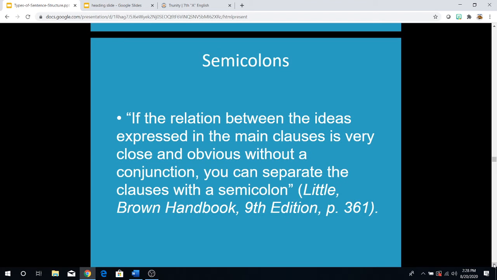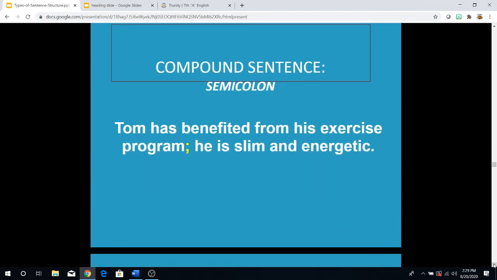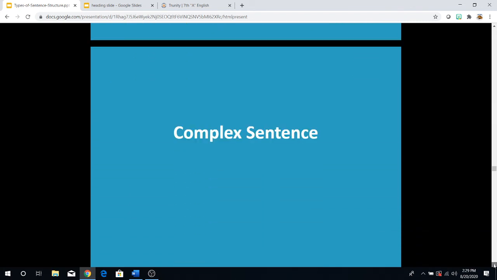Just a reminder of semicolons. If the relationship between the ideas expressed in the main clauses is very close and obvious without a conjunction, you can separate the clauses with a semicolon. Now, compound sentence: Tom has benefited from his exercise program; he is slim and energetic.